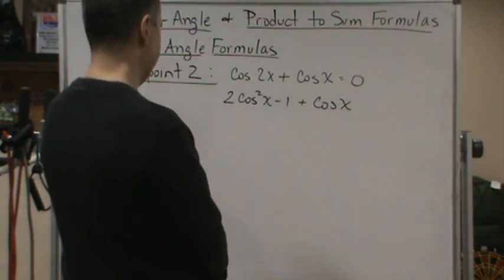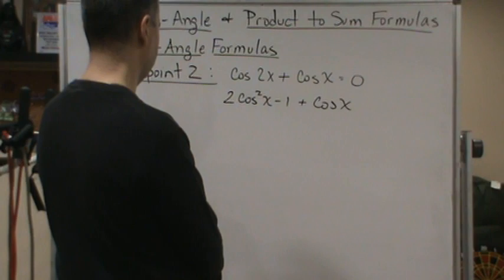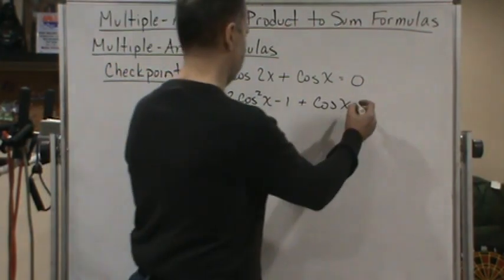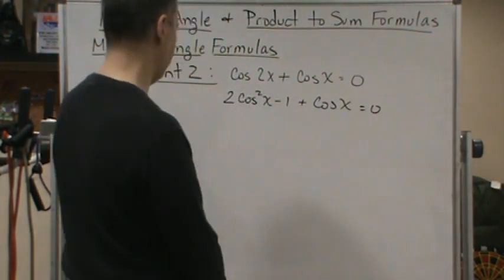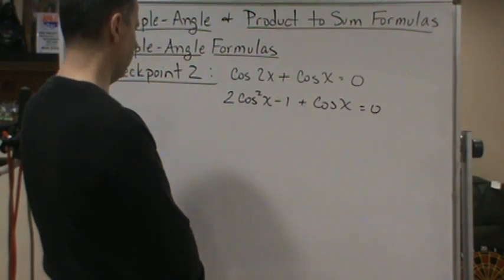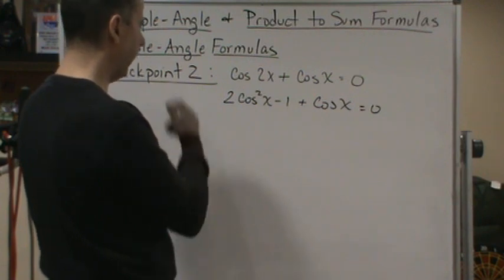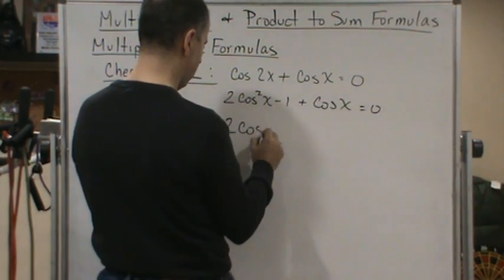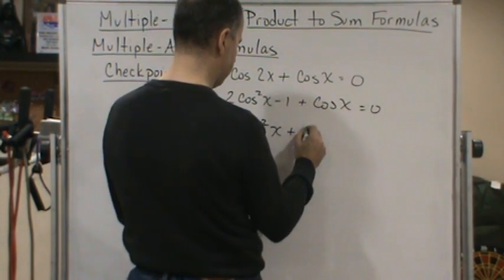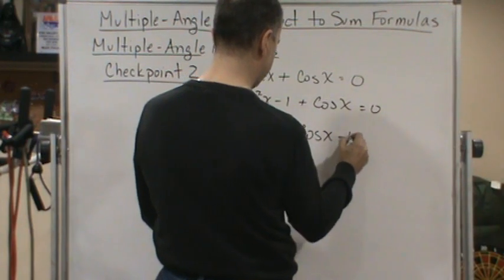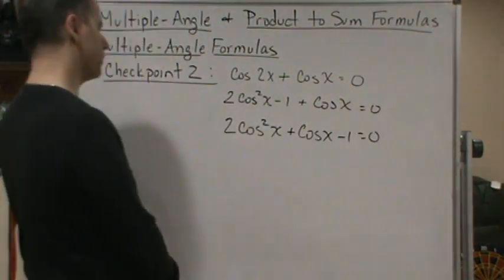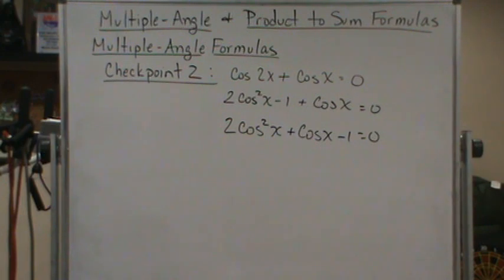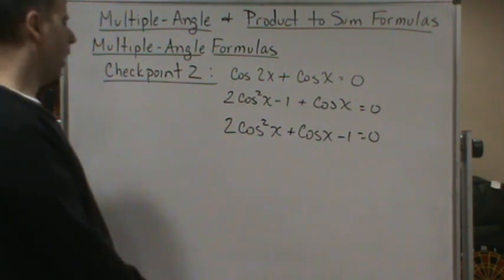Oh, let me see here. Okay, what am I looking at here? So if I do cosine squared x plus cosine x minus 1 is equal to 0, now it's in quadratic form. Will that help me? Oh yes, yes it will.